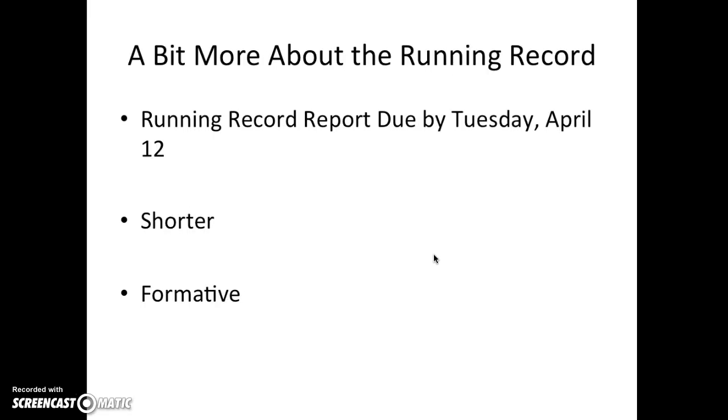So switching to the running record, just again, the running record report is due by Tuesday, April 12th. If you saw my directions, it's going to be a shorter assessment.